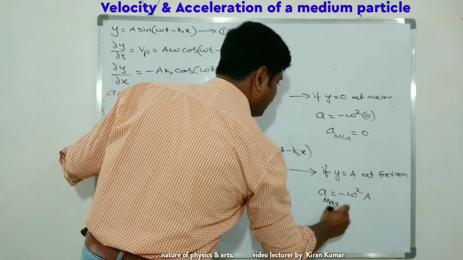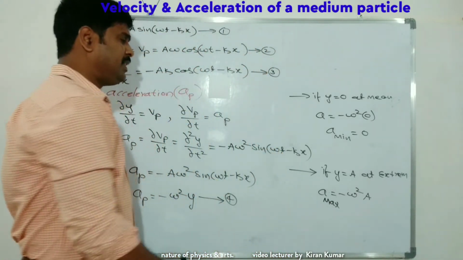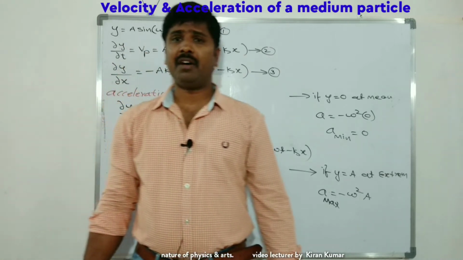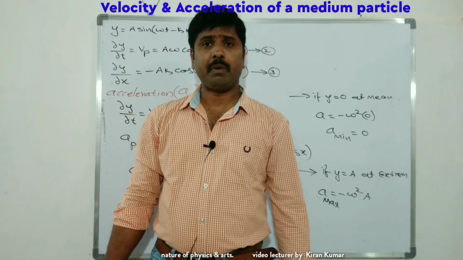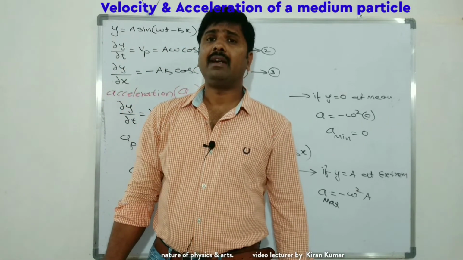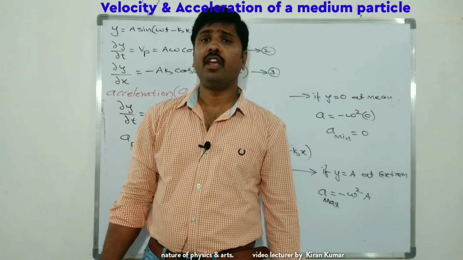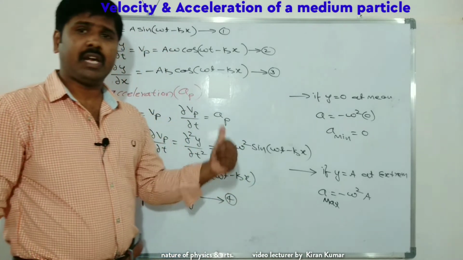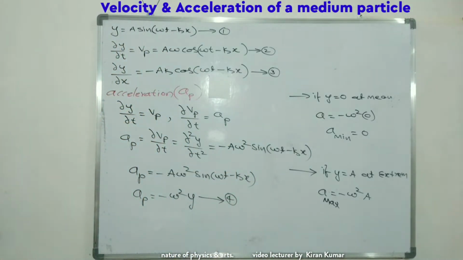Here acceleration is maximum. From these equations we can consider that at the mean position the particle has the maximum velocity, that's why maximum kinetic energy, and at the extreme position it has only potential energy. Please try to understand and copy this.